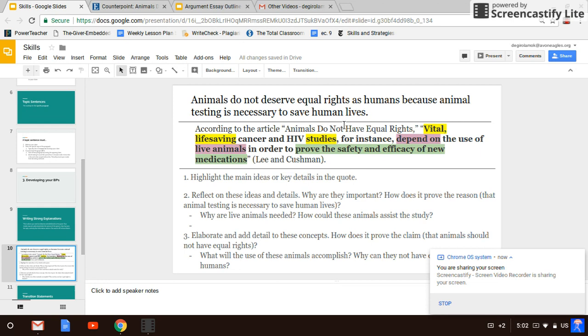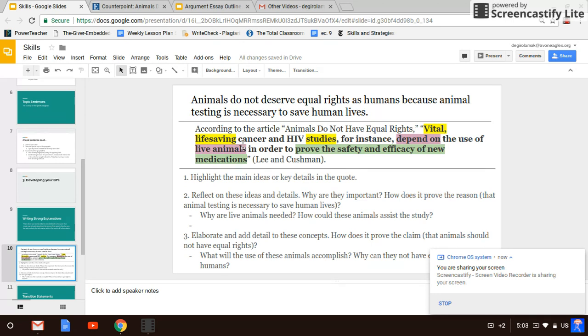So I looked at first this beginning part, how it's vital and life-saving. So how are these studies life-saving? That's kind of the effect of that. Why does it matter that they use live animals? Okay, so I would have to explain, why do I think live animals are necessary for these studies? And then also, how will these animals assist the study? So it says that they will assist the study to prove the safety and efficacy of new medications. I can't just leave it at that. I need to explain how they can prove that.